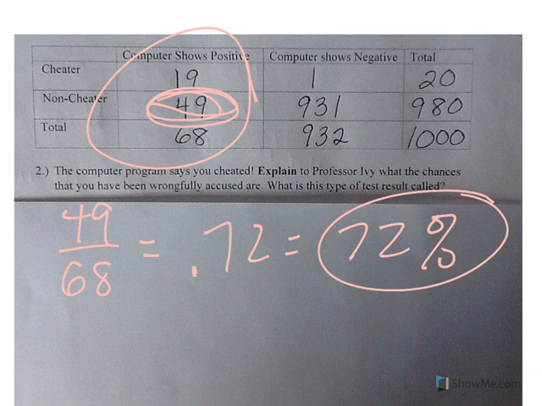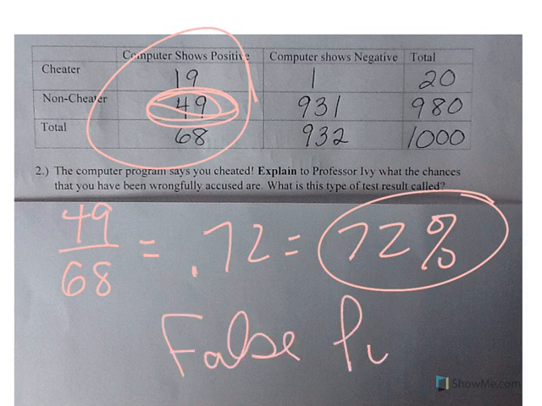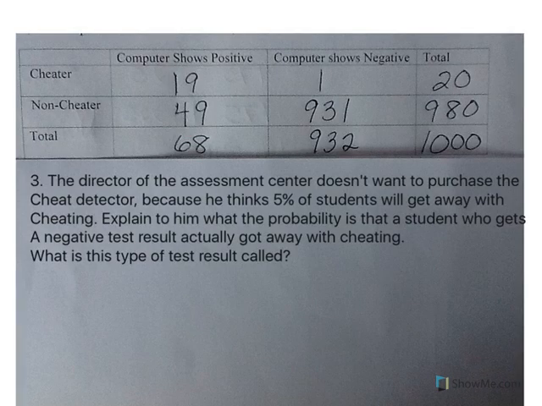So you could go to Professor Ivy and say, listen, based off this test results, 72%, well more than half of your proclaimed cheaters are actually not cheaters. And therefore I am one of them. I would like a recount. Something like that. This is a false positive because you've tested positive, but it's wrong.